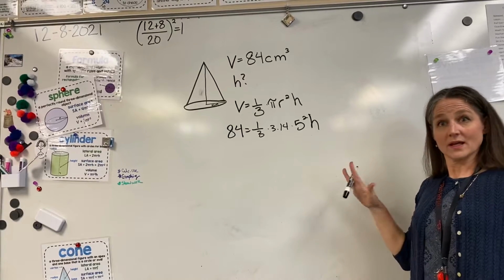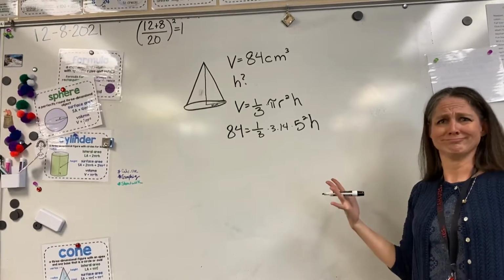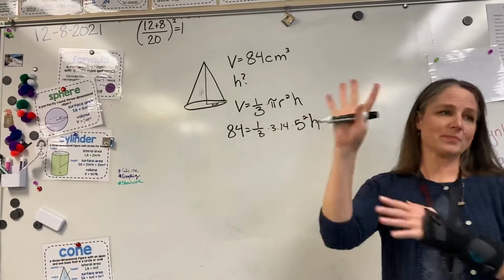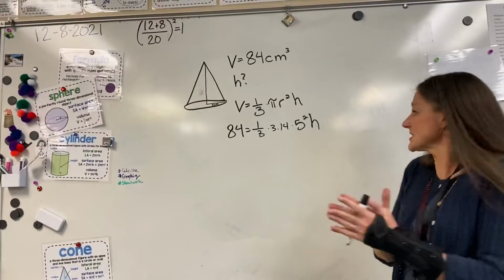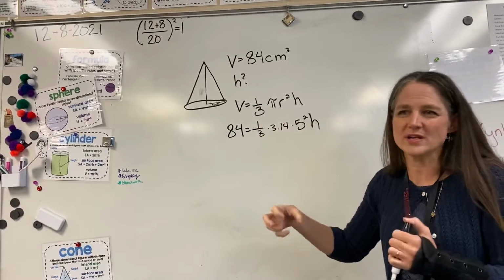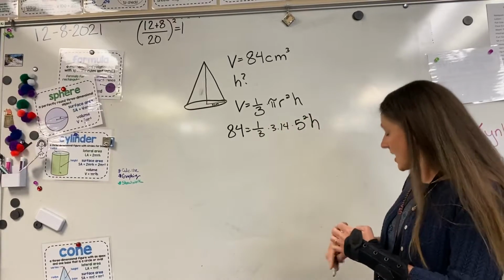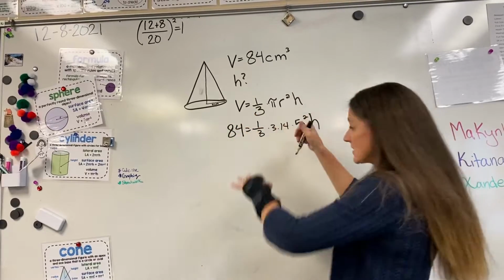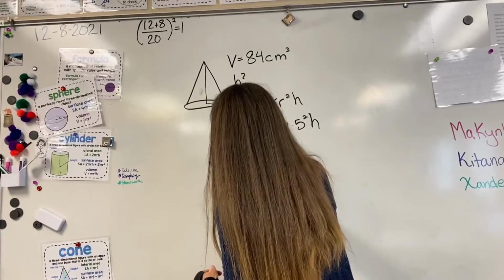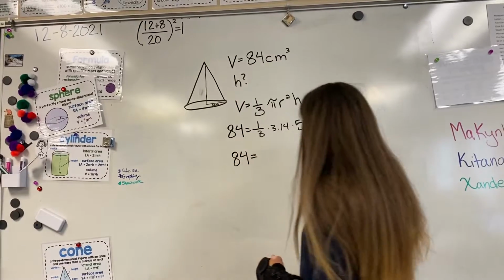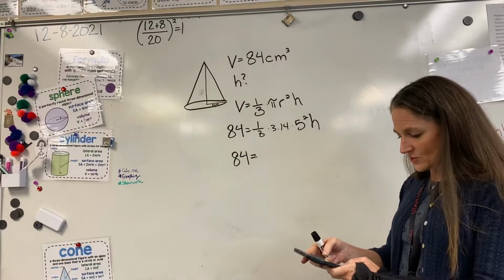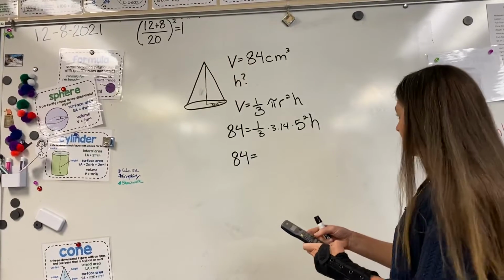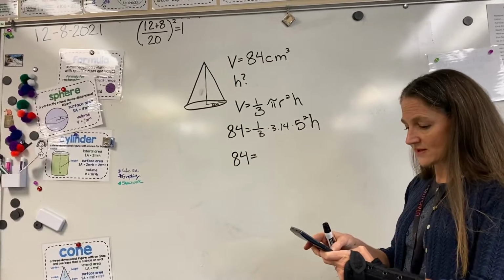Can I solve this? Yes. Maybe you divide and swap height and volume places. No, we can't just be swapping places. But let's simplify all these numbers so that we have one number instead of a bunch. Make sure when you're doing these that you don't lose the 2 halves of your equation. So we have 84 equals 1/3, so I do 1 divided by 3, times 3.14, times 5 squared, which is 25.